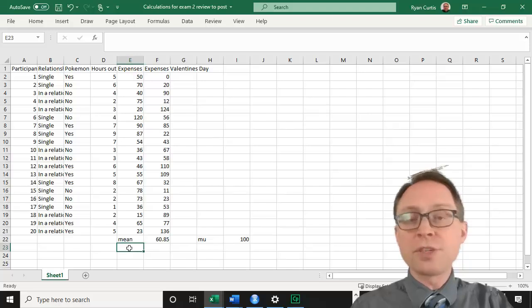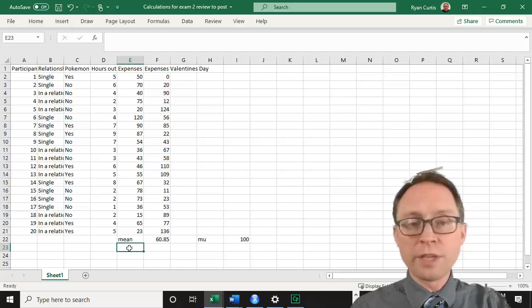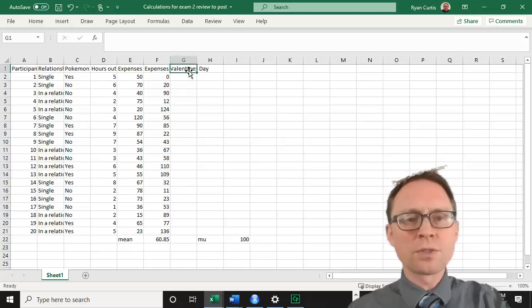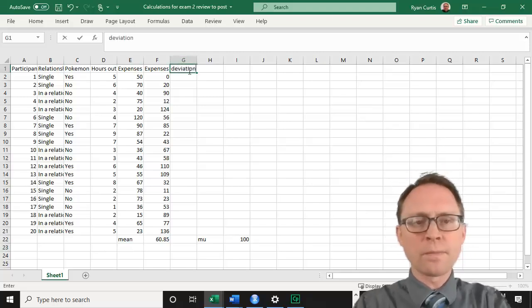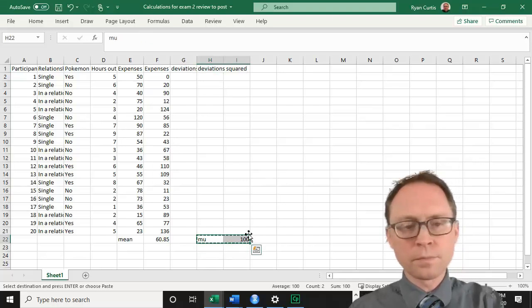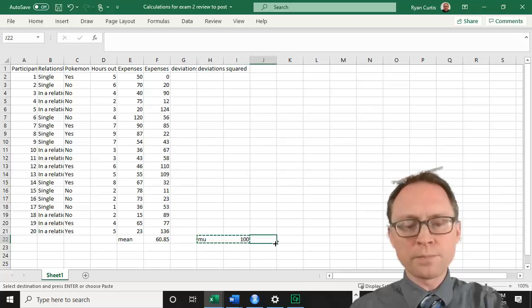And the standard deviation is calculated the same way we always do our standard deviations. We can go through and do the deviations and then square them. In fact, if you want to, you can do that right now. Let's go ahead and do it. Let's do this as the deviations. All right, and then this is going to be the deviations squared. And let's move mu out of the way so it's not in our way. Let's move it over here.